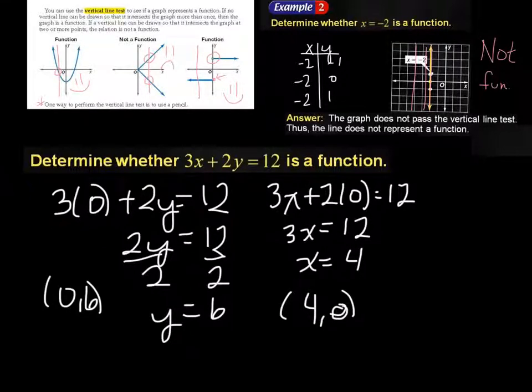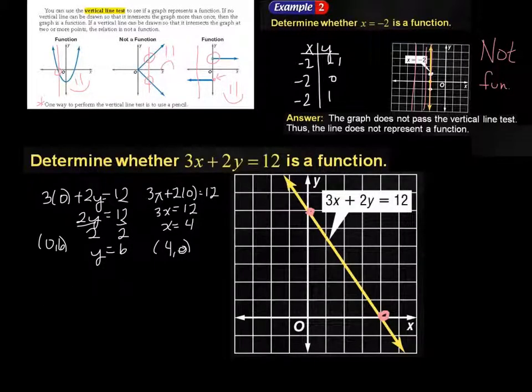If we plot those two nice little points and draw the line, now that we can see the graph, we can decide if it's a function. Does it pass the vertical line test? Absolutely.